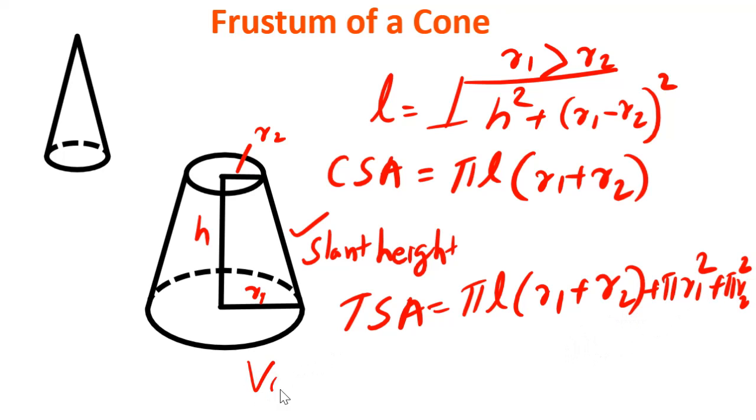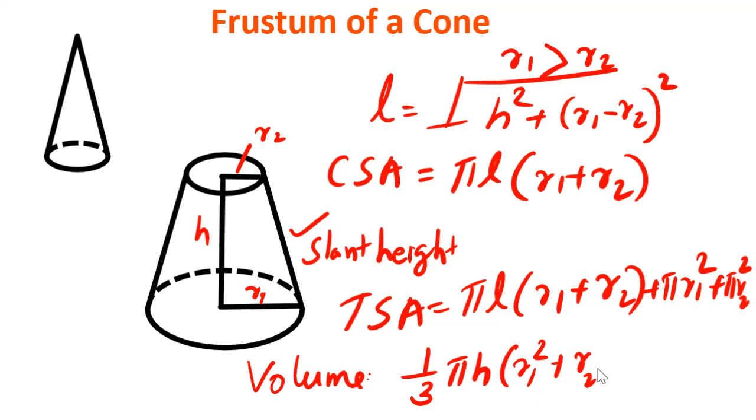And as far as volume is concerned, we had 1 upon 3 pi r square h in the case of a cone. Here also 1 upon 3 pi h remains as it is, but in place of r square, we need to have R1 square plus R2 square plus R1 into R2.